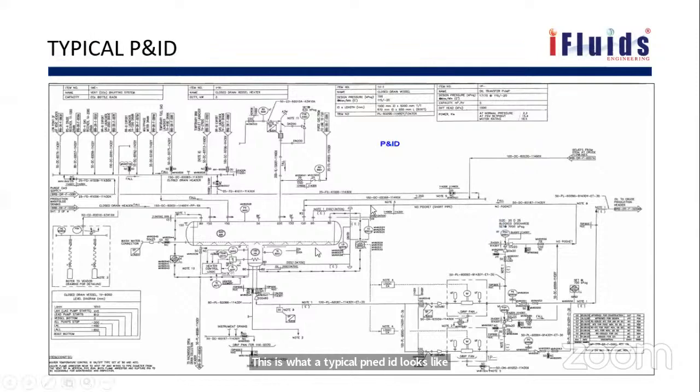This is a separator. You can see all these numbers inside a circle. Basically, they indicate instruments: PG, TG, TE. You have PSVs here for protecting the vessel. You have all the inlet lines shown. Whatever is coming to the vessel and what is the source, everything is clearly indicated in the P&IDs.